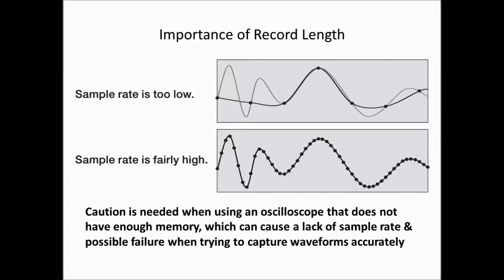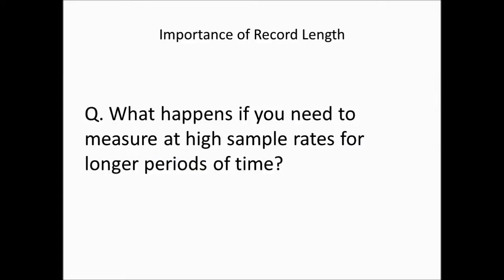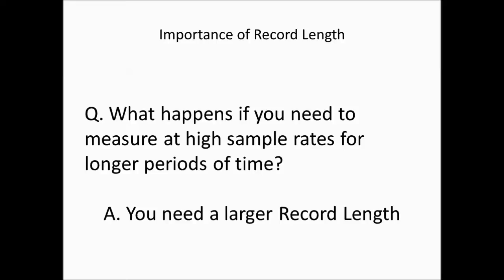As shown though, if you do not take samples quickly enough, you could miss out on vital measurements and your reading could be inaccurate. So what happens if you need to measure at high sample rates for long periods of time? It's quite simple. You need a larger record length.